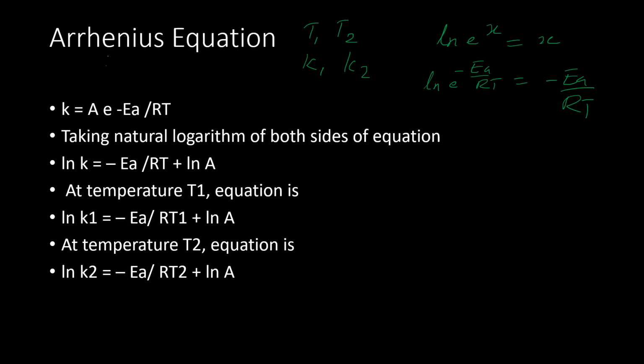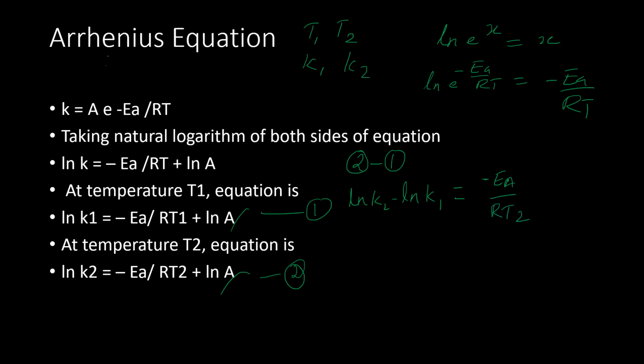Then we apply the condition and we get two equations, 1 and 2. Then we subtract 1 from 2. On the left hand side we get log k2 minus log k1, which is equal to log A, and A will be cancelled. Then minus Ea by RT2, minus of minus is plus, that is Ea by RT1.